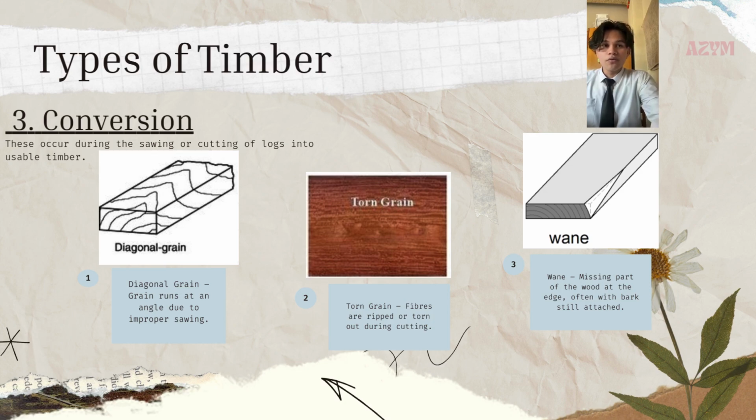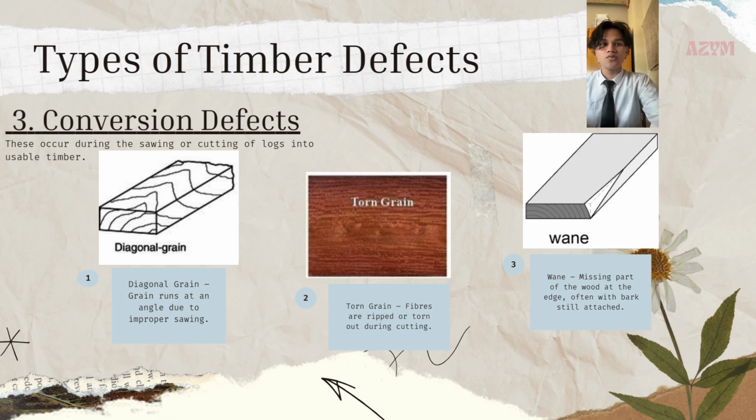The third group is conversion defects. These are caused by improper sawing. If the grain direction is wrong, you get diagonal grain. Torn grains weaken the surface, and when mixed, part of the wood is missing.